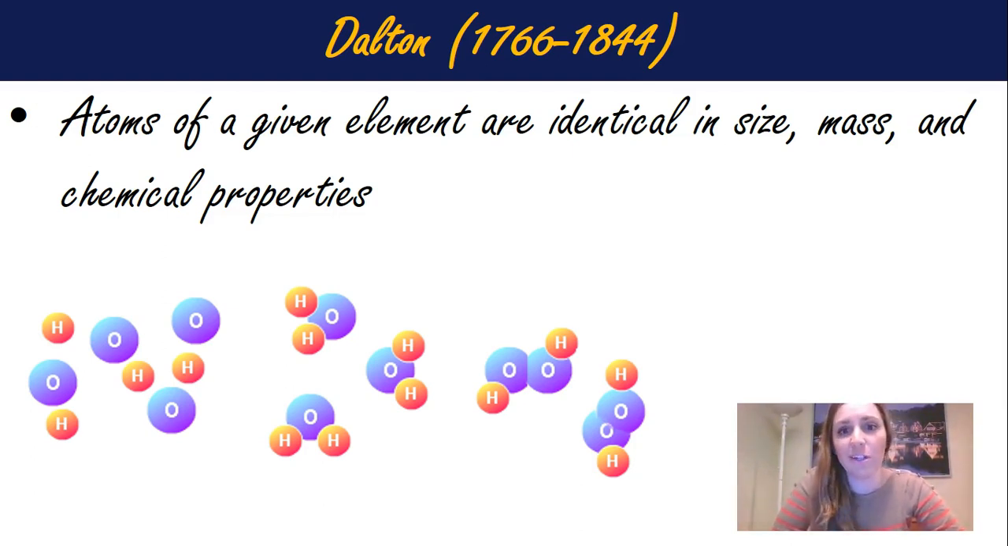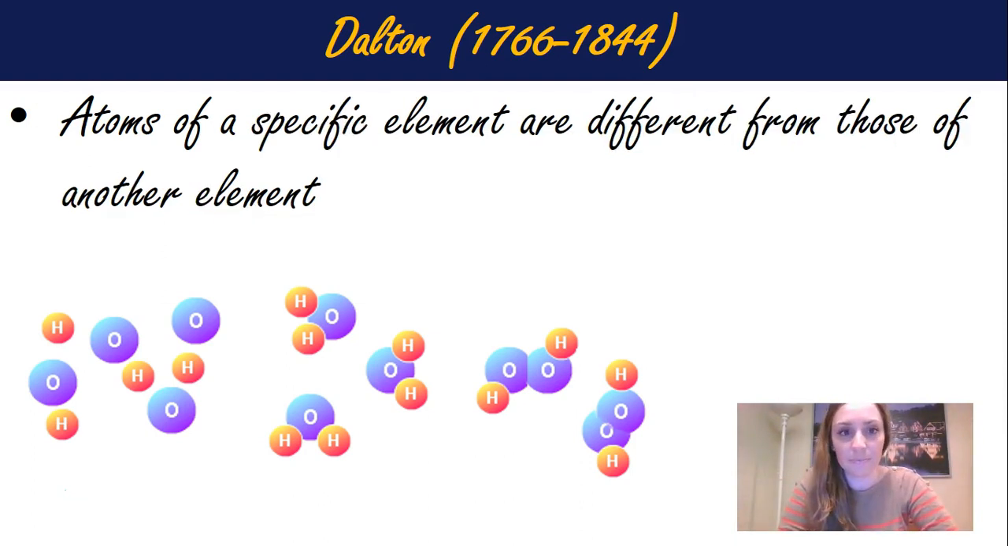Later in the chapter, we're going to learn that there can be some differences within the same element, but pretty much an oxygen atom is an oxygen atom is an oxygen atom, right? So each element has atoms that make it up, and they're going to have their own properties that are totally different from any other atom of any other element. All right, he also said atoms of a specific element are different from those of another element, right? So like I just said, oxygen is different from hydrogen, which is different from carbon.